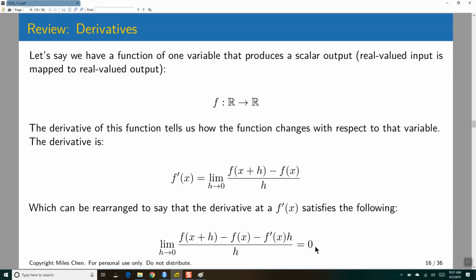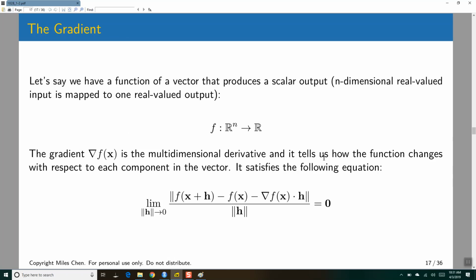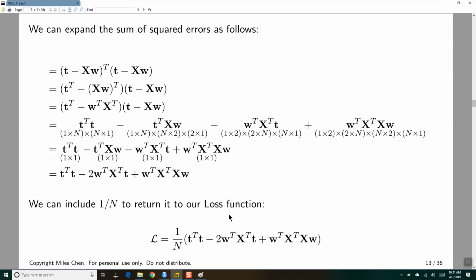But that's what we have for the derivative, right? It's how much does the function change with respect to x if I just add a tiny little h, and we want that h to be almost 0, okay? All right. So in vector calculus, now we have a function of a vector, okay? So over here, our loss function, this is the loss, the total squared error, it's a function of w.